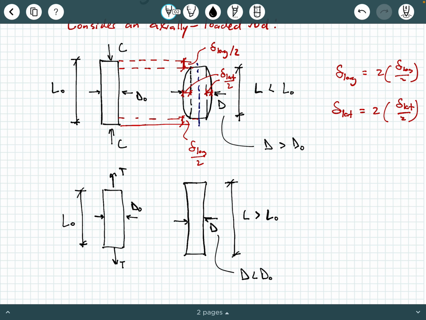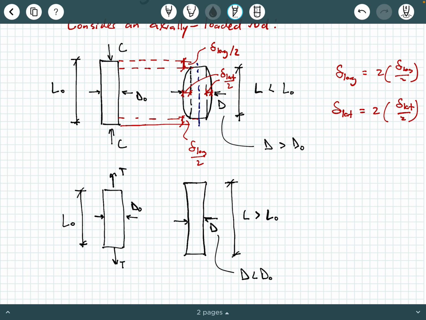And then, of course, we could sketch some dimension lines similarly on this diagram. I'm not going to do that for this diagram, but it would have the same form. You have an elongation. You can call it delta long over 2 on either side of the length of this specimen, and then you can have a delta lat over 2 that shows the deformation, a compressive or contracting deformation in the radial or lateral direction.